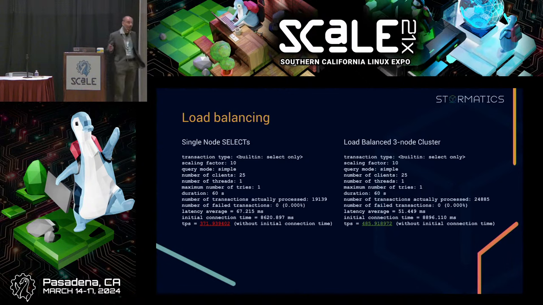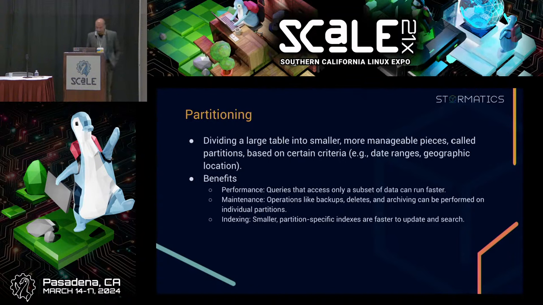Again, the hardware is the same. It is running on the same hardware. The resources for three nodes combined over here and one node over here were the same. And even then, Postgres was able to perform about 30% better when the load was distributed. So this is one easy way to improve performance: load balance it.